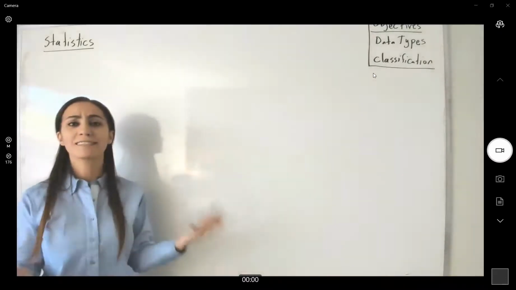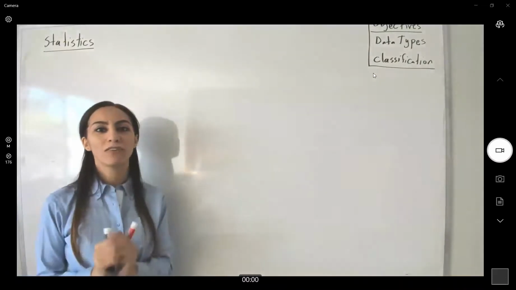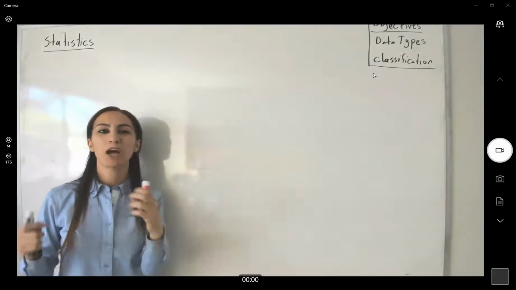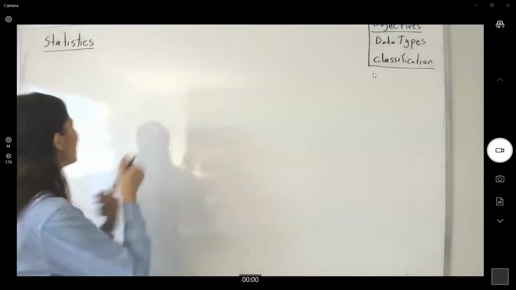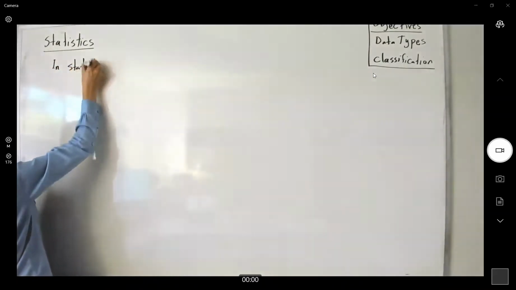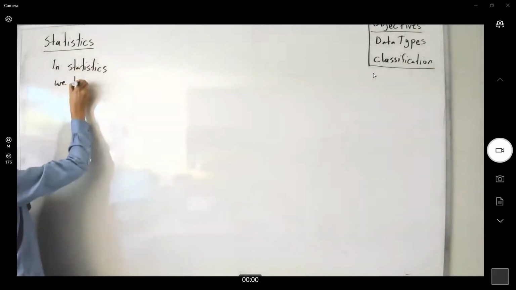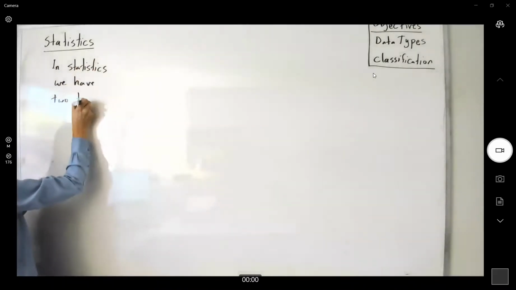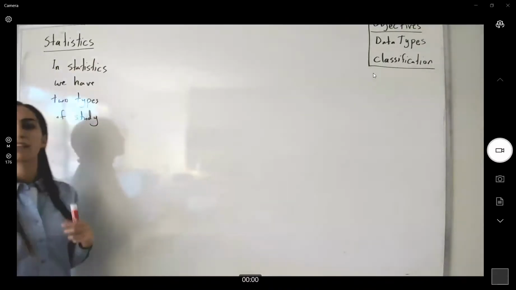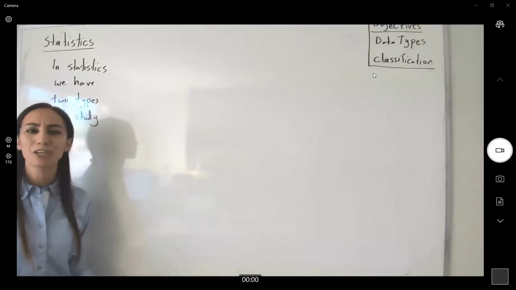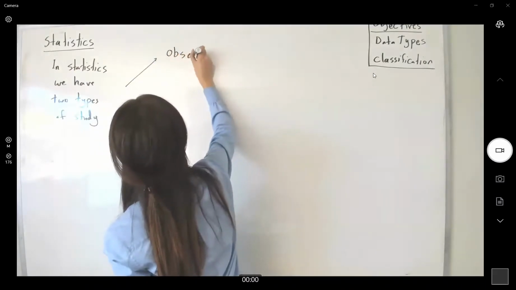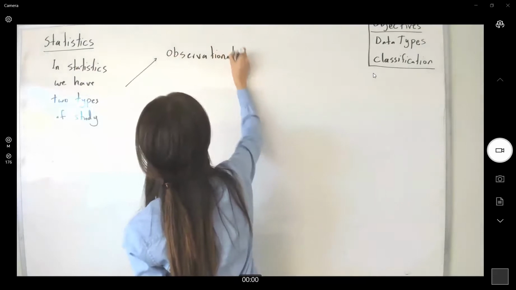Very well. So in statistics, they have two types of study. As a statistician, you need to decide which type of study you're going to conduct. We have two types of study. The very first type is called observational study.